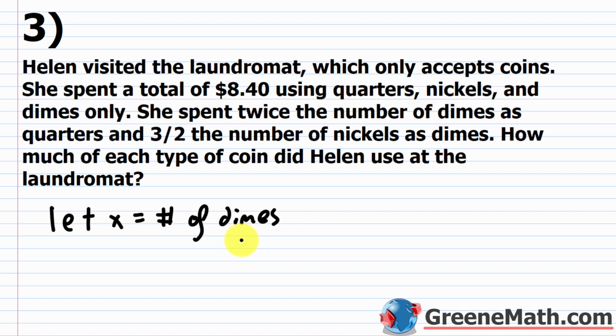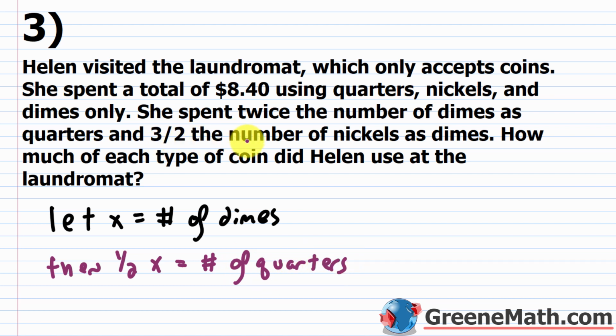So that means I have half the number of quarters as I do dimes. So let's put 1/2 X is equal to the number of quarters. The other part here says 3/2 the number of nickels as dimes. Since I have the number of dimes represented with X, I can just go 3/2 X. That's going to be the number of nickels. So we'll say 3/2 X will be equal to the number of nickels.